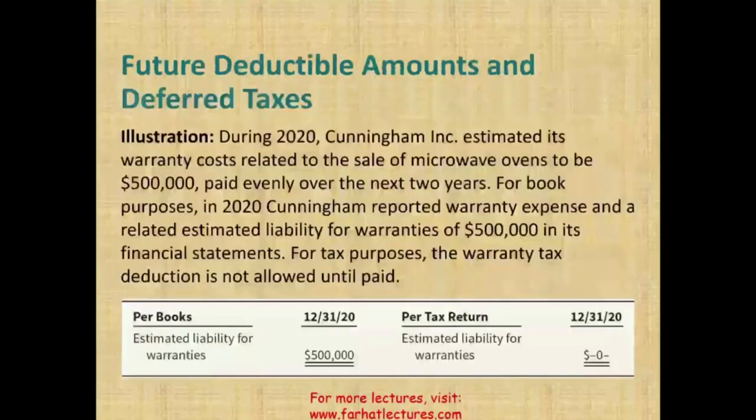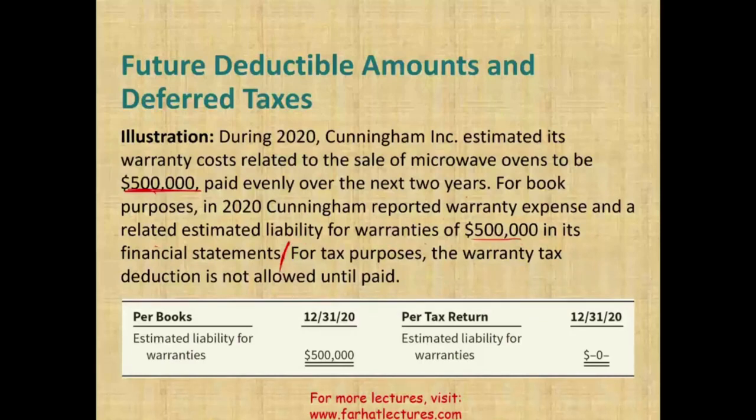Okay. So let's take a look at another example and see how this all fits together. So hopefully you are getting to wrap your head around deferred tax liability. During 2020, Cunningham estimated its warranty cost related to the sale of microwave ovens to be $500,000, paid evenly over the next 2 years. For book purposes in 2020, Cunningham reported warranty expense and related estimated warranty liability of $500,000 in its financial statements. Let's translate this into simple English.